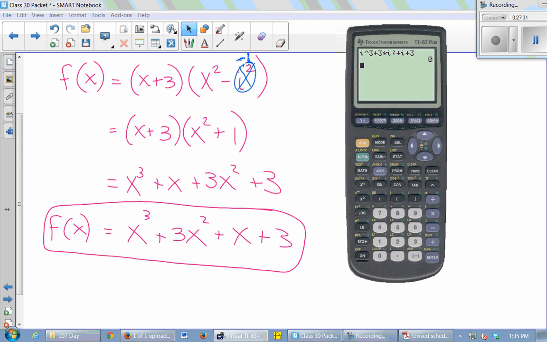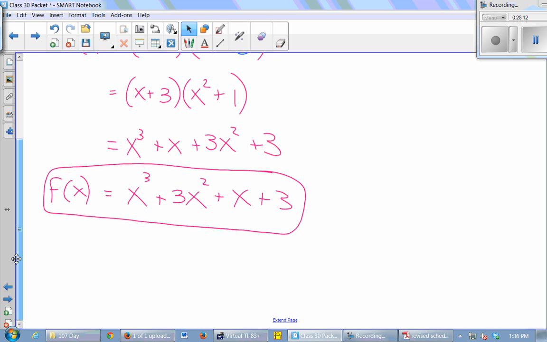And then I'm going to do it again, but I'm going to type in -i this time. i is a second function above the decimal point. So -i cubed plus 3 times -i squared plus -i plus 3 also gives 0. You can do that in your head too, right? Because we know all the powers of i. Let's do that.